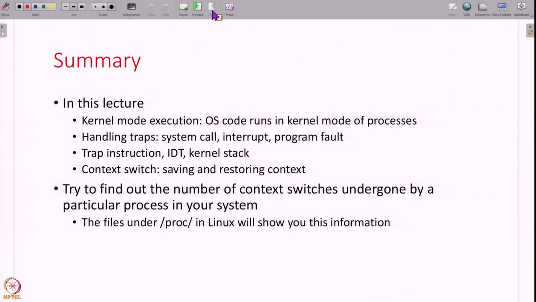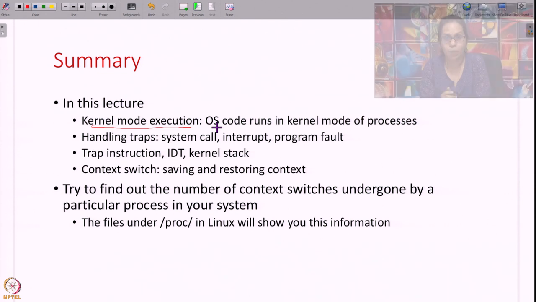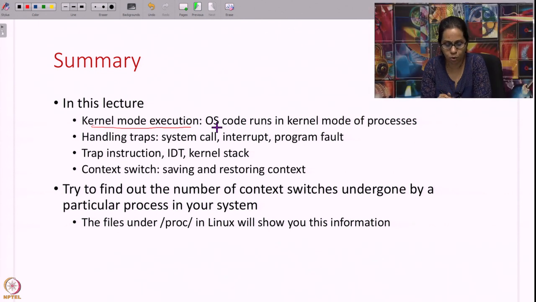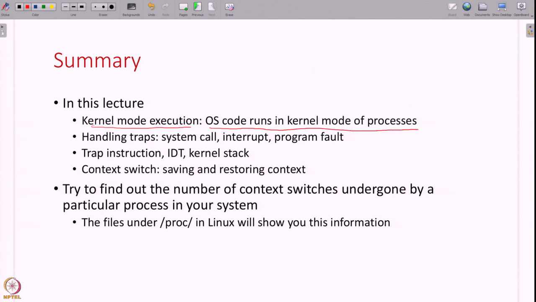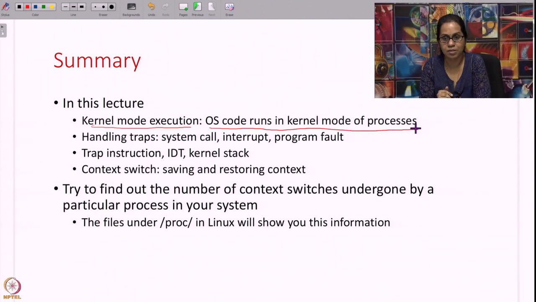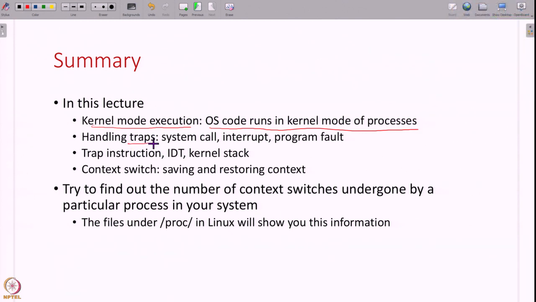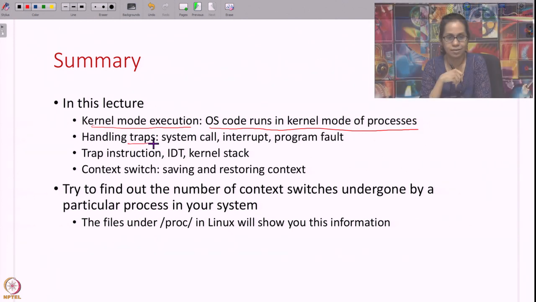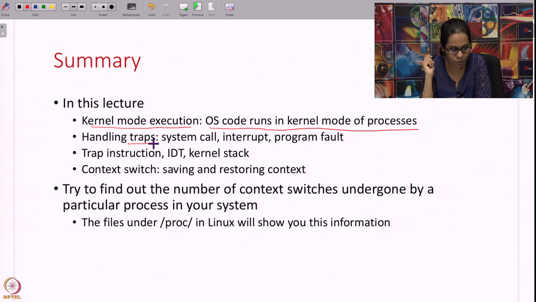So with this, I would like to wrap up today's lecture. In this lecture, we have gone into a lot more detail and understood what is kernel mode execution of a process. We have understood that most of the time the CPU is running user programs in user mode, but once in a while user processes jump into kernel mode and run OS code, and the operating system most of the time runs in the kernel mode of existing processes. And why does the OS come into the picture? It comes into the picture whenever there is a trap. Either the user makes a system call or an external device raises an interrupt or some program fault happens.